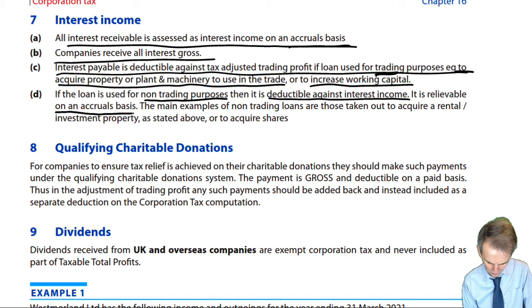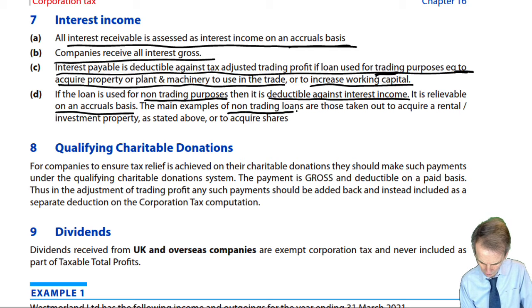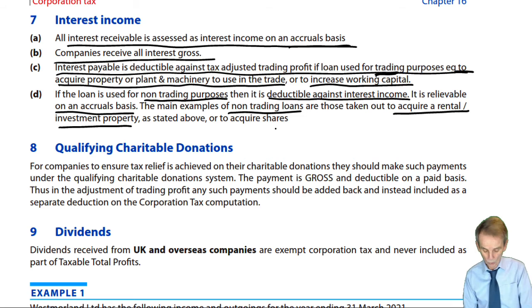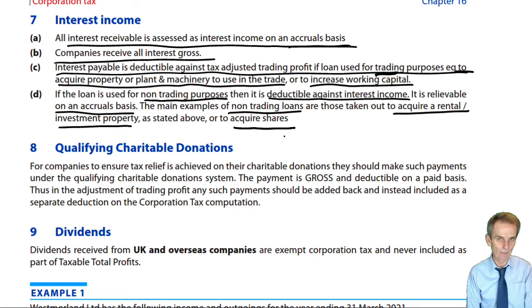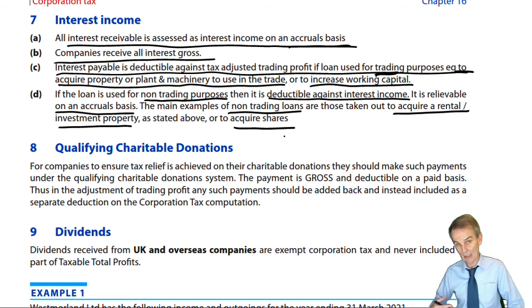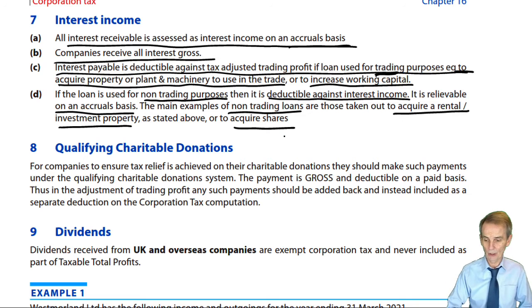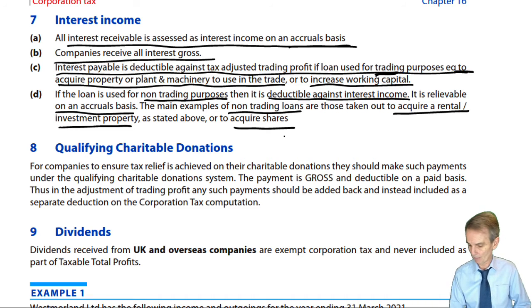Again, on an accruals basis, the interest payable, and what are our main examples of non-trading loans? Those taken out to acquire a rental or investment property, as stated above, or to acquire shares. If you buy shares, whether that's in a subsidiary company or just a minority interest in a company, it doesn't matter. If you borrow to buy shares, that is a non-trading loan, and the interest payable is a deduction against interest income.